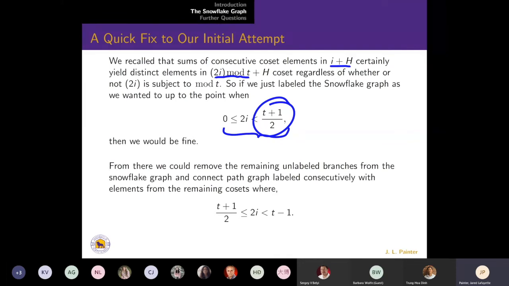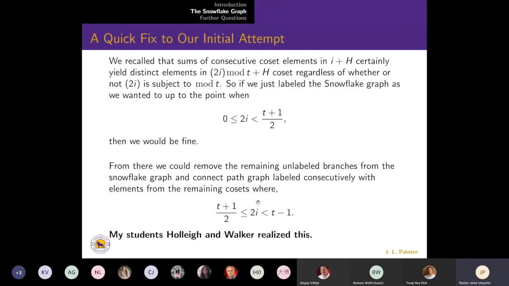And then they're like, well, what if we just took a bunch of paths? And so we remove the other branches from the snowflake graph and just take a bunch of paths and connect the paths in a clever way to the root of the snowflake graph to get what we want. Because if we add consecutive elements in any coset I plus H, regardless of whether or not it's subject to mod T, then we still get unique elements back.